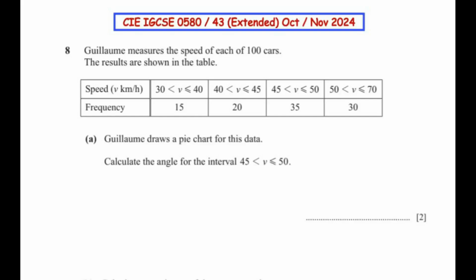In this video we are going to solve the 8th and 9th question from the 058043 extended paper from October-November 2024. Now the 8th question is from the statistics topic.